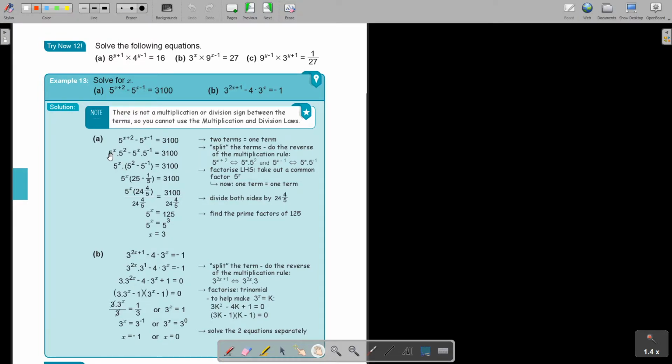And then look here, it's 2 terms. I take 5 to the power x out as a common factor. And then I have that. And then I simplify. That's 25, 1 over 5. And I first simplify. And I first divide. And then I'm trying to get the bases the same by going to prime factors, and then I equate.